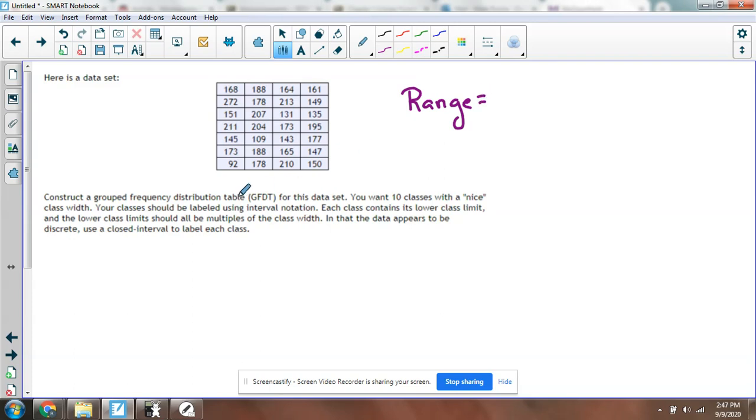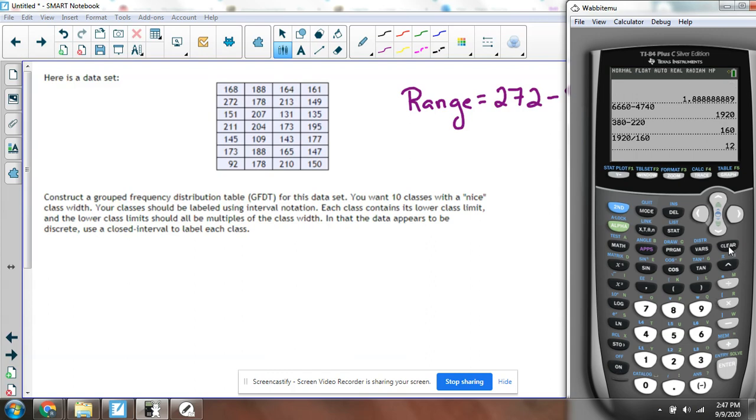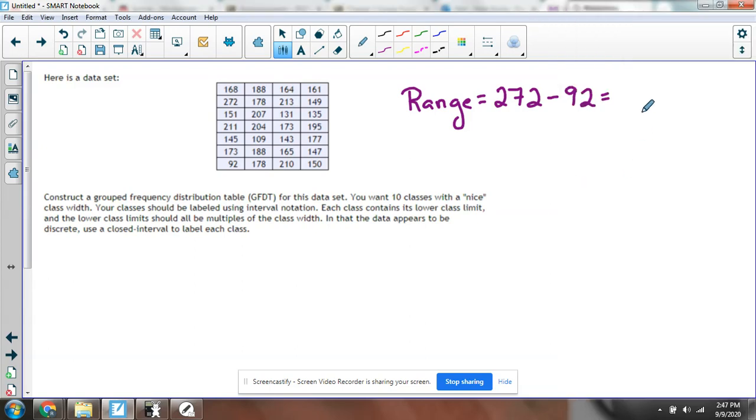So I'll try and find the largest one. Looks like 272, I believe. And then the smallest one is 92. That seems good. Okay, 92, which gives us a range of 272 minus 92. So a range of 180.